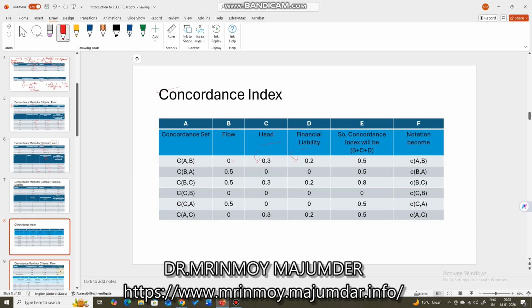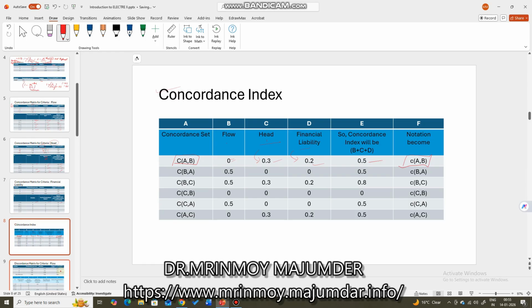So how is it done? In the concordance index, the value becomes B plus C plus D, where B is 0, C is 0.3, D is 0.2. So the ultimate result is 0.5. Remember, the notation of the concordance index is small c, and the concordance set is big C, or large C. So that is written here, and the concordance index is here.